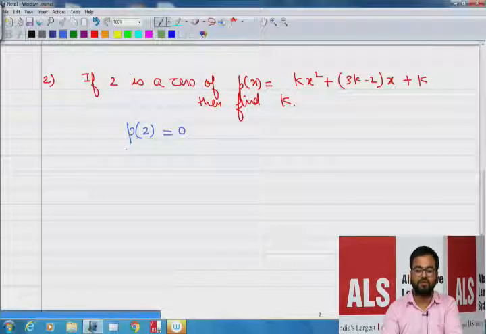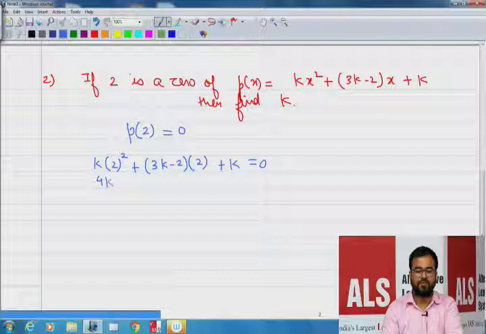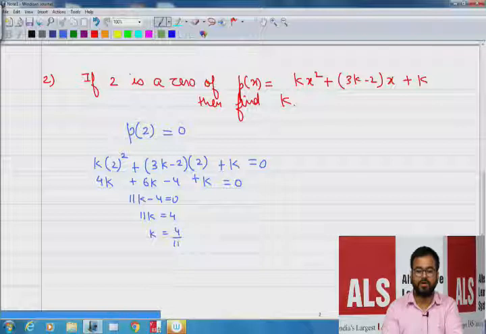If p of 2 is equal to 0, it means k times 2 square plus (3k minus 2) into 2 plus k. This is going to be 0. It will be 4k plus 6k minus 4 plus k equal to 0. So 4 plus 6 plus 1, 11k minus 4 equal to 0, 11k equal to 4, and k is equal to 4 upon 11.